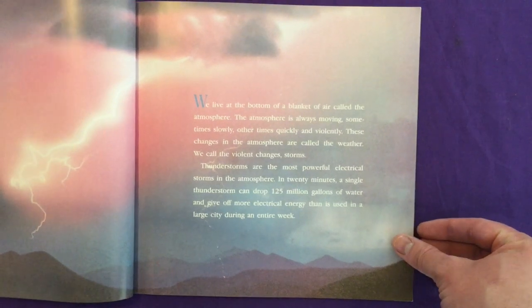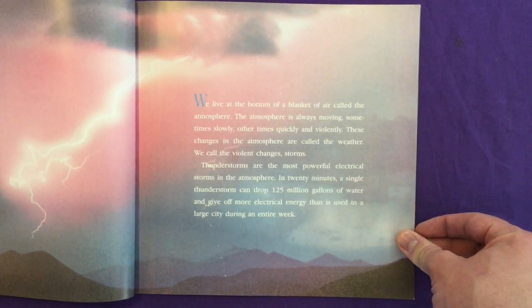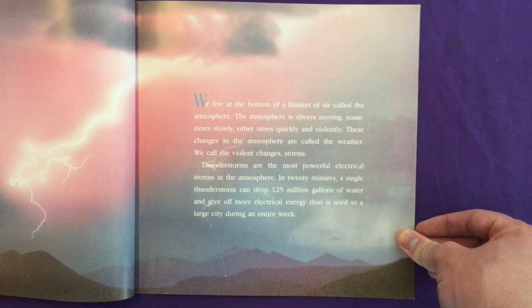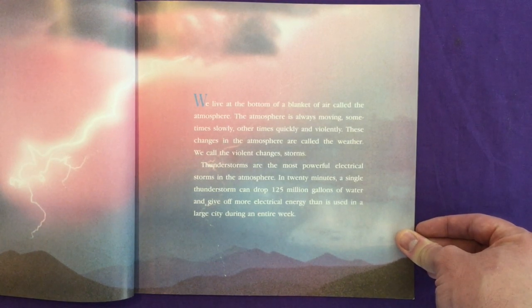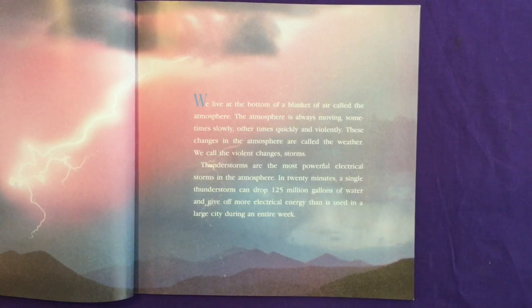We live at the bottom of a blanket of air called the atmosphere. The atmosphere is always moving, sometimes slowly, other times quickly and violently. These changes in the atmosphere are called the weather. We call the violent changes storms. Thunderstorms are the most powerful electrical storms in the atmosphere.